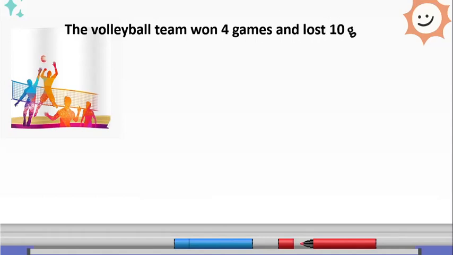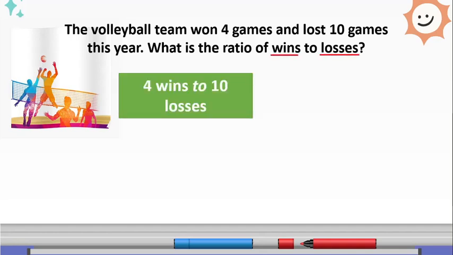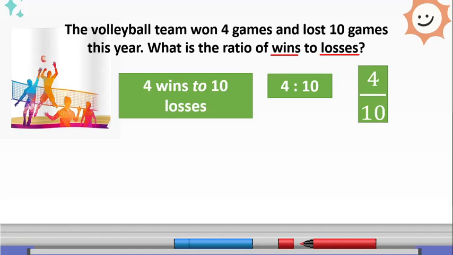The volleyball team won 4 games and lost 10 games this year. What is the ratio of wins to losses? So, what is the sequence of the quantity that we are going to compare? So, we will be comparing wins to losses. So, we have 4 wins to 10 losses. 4 colon 10 or 4 over 10.